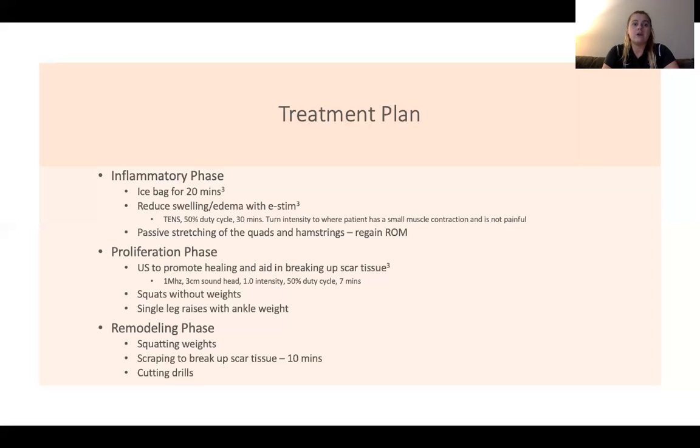Again, with the weighted squats, go ahead and start with a lower weight and then work your way up to the higher weights. And a good modality I feel that we could use during this time would be scraping. Scraping to break up any scar tissue, and especially if this athlete has had to have surgery, scraping will really help break up that scar tissue around their incision sites.